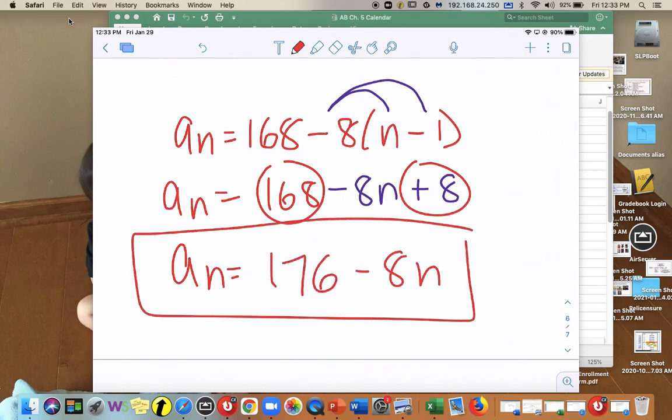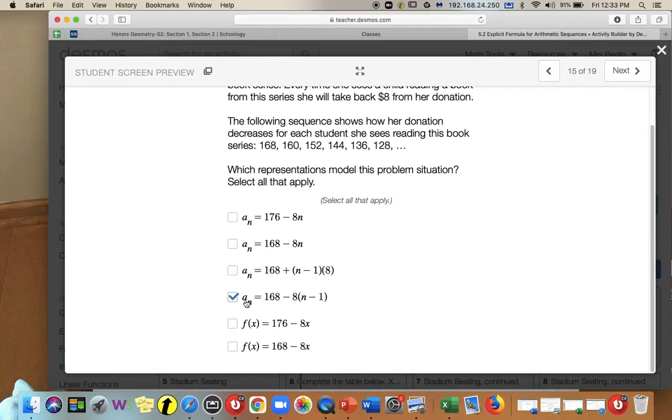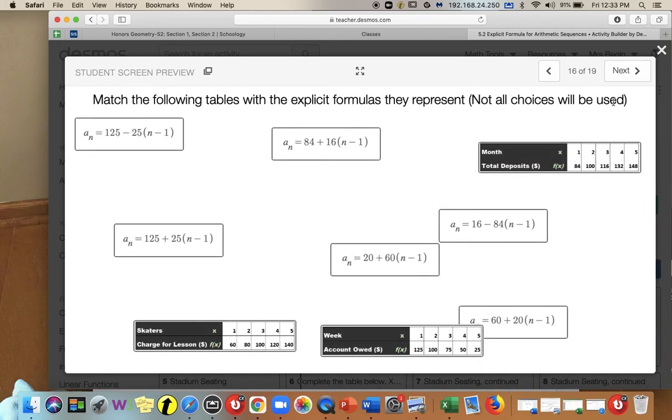So here's another way to write the equation, or y equals 176 minus 8x, or f of x we could say. So either of these mean the same thing as that first one that we chose. So 176 minus 8x. All right, so there's again 3 equations that model that situation.